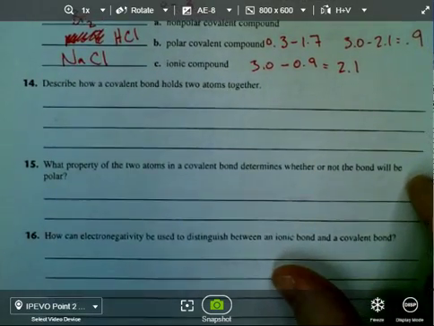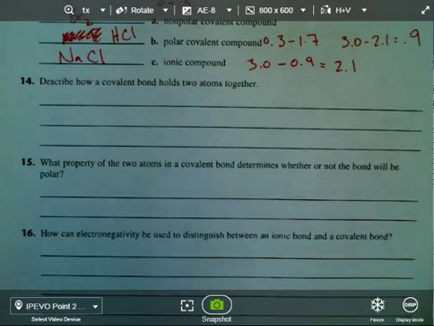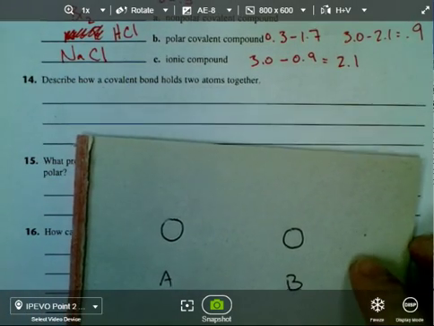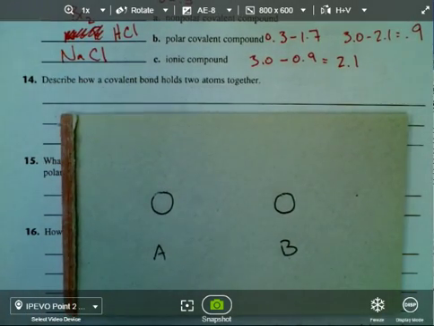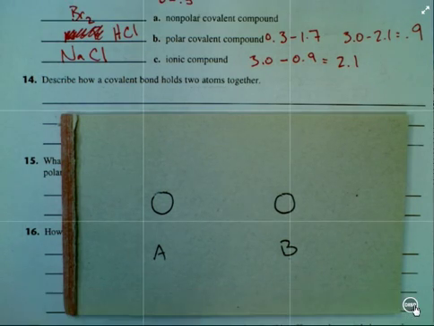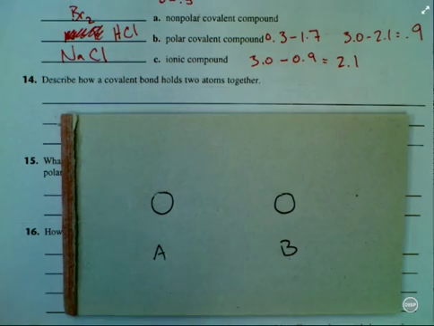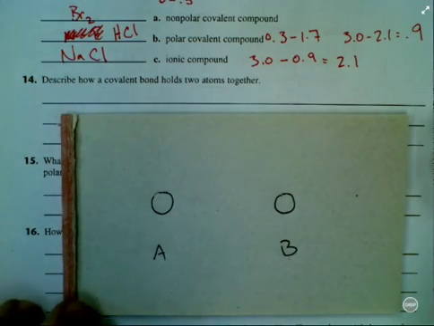Number 14, moving on to some longer free response questions. Describe how a covalent bond holds two atoms together. Let's go back to a little diagram we have here. We have atom A and we have atom B. How does a covalent bond hold two atoms together?